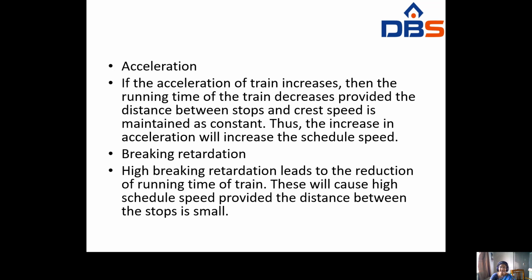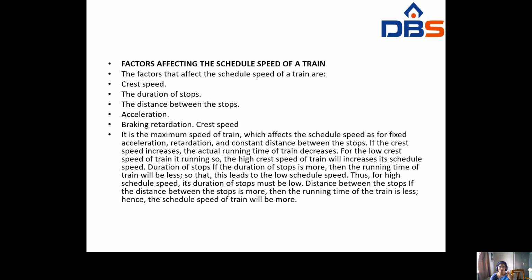Next one is braking retardation. High braking retardation leads to the reduction of the running time of the train. Whenever you apply high braking retardation, it will cause a reduction in running time. This will cause a high schedule speed, provided the distance between the stops is small. So these are the factors affecting the schedule speed.